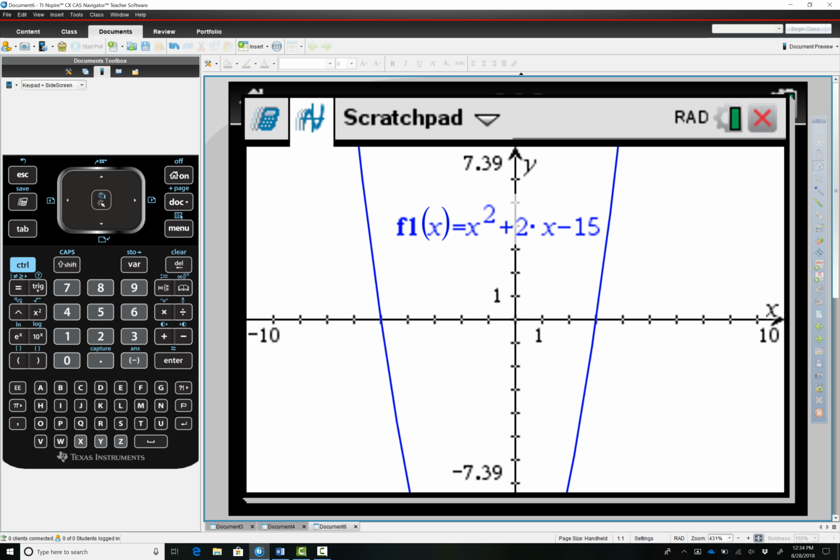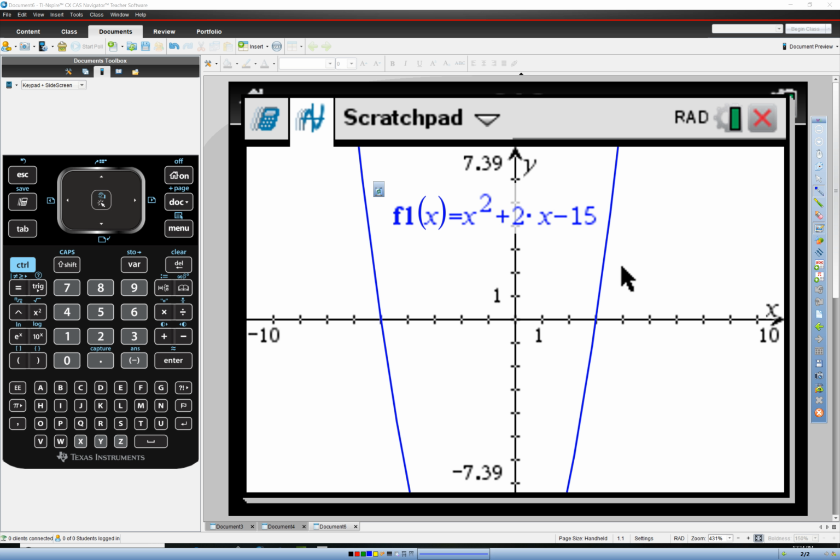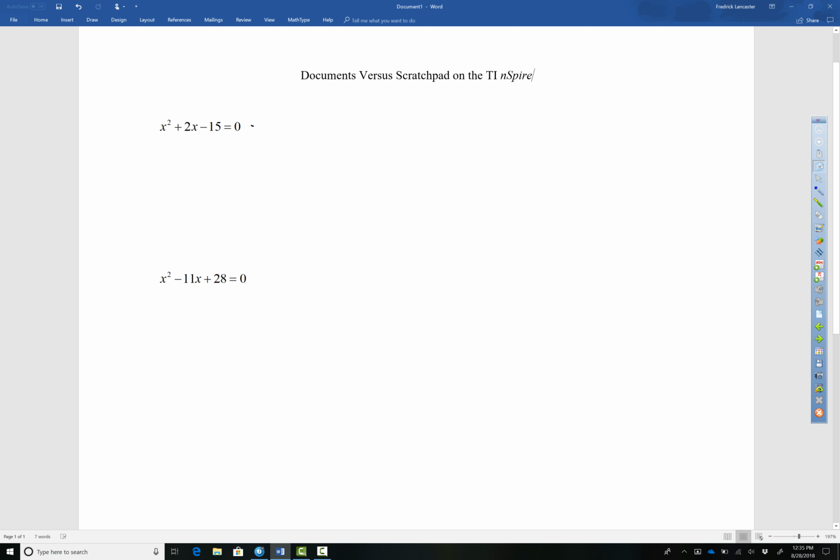And I can look at the zeros of the function. So those two zeros are here at x equals negative 5 and x equals positive 3. So those are the two solutions to the equation that I had. So we know that x equals negative 5 or x equals positive 3.